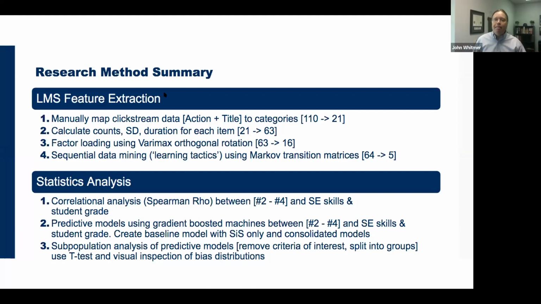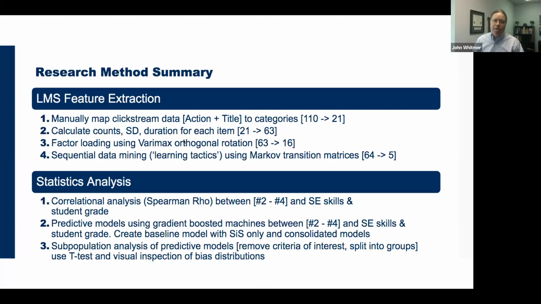We manually mapped that data from the learning management system to categories that we created through expert knowledge. We then calculated count, standard deviation, and duration for each of these items. You can see here how the manually mapped data went from 110 items down to 21, and then we had three varieties of the way that we created that data, which went up to 63. Then we did factor loading to determine the essential data points from that.